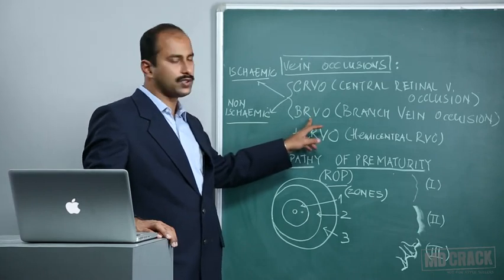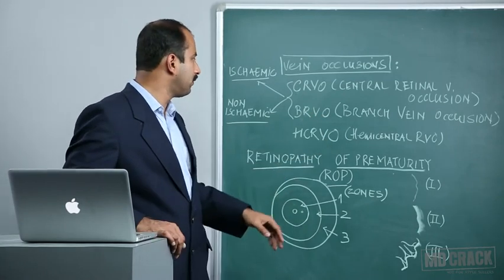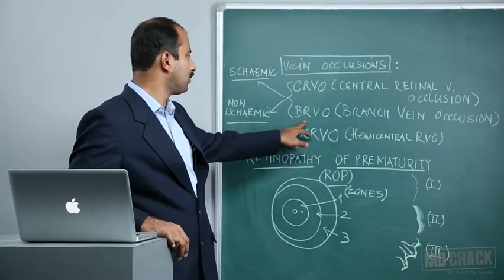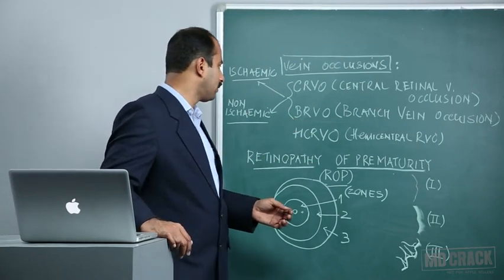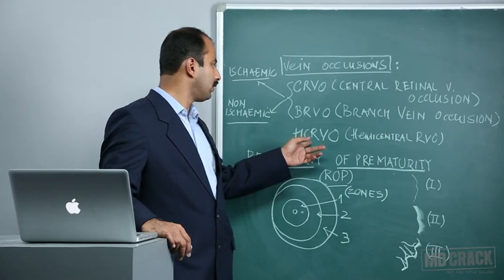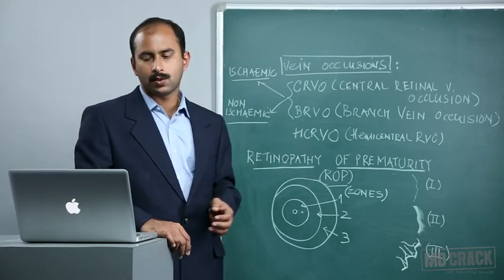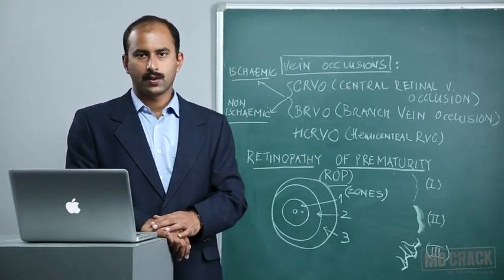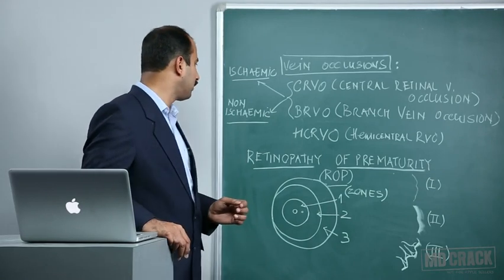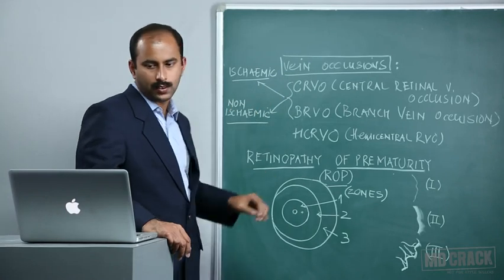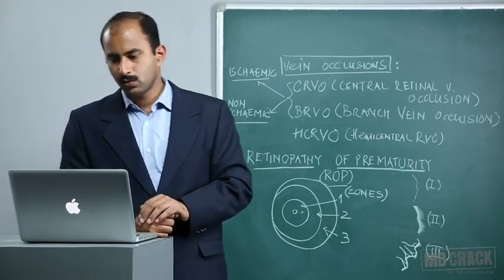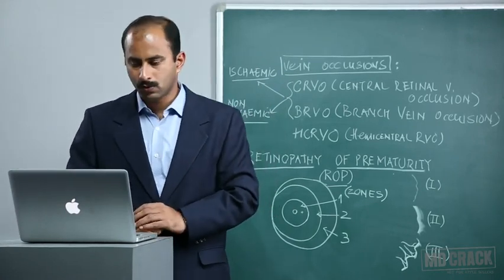If it is at a branch, which is a first or second division branch, it is called a branch venous occlusion. A branch distal to that is called a minor BRVO, or minor branch venous occlusion. A hemicentral retinal venous occlusion is essentially an anatomical abnormality of a retinal vein, because of which the pattern of occlusion is slightly different. All in all, these occlusions are classified into ischemic and non-ischemic. That is what we are going to look at, and it is most important in terms of the prognosis.